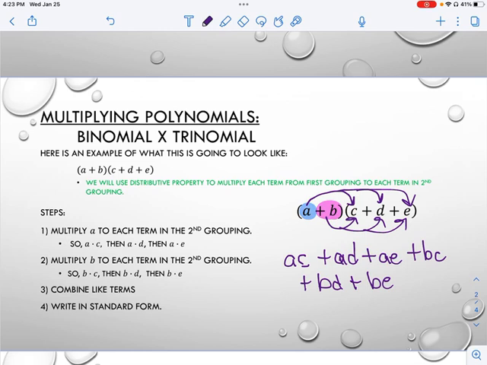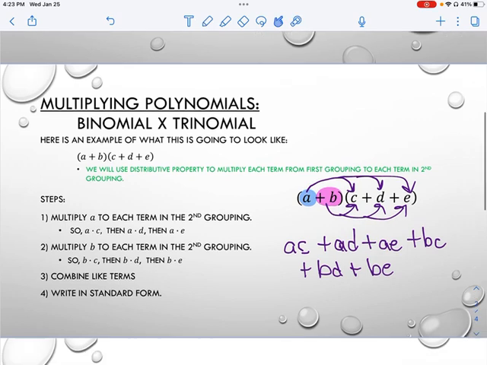And that is the process to multiplying a binomial to a trinomial, a binomial to a polynomial. It doesn't matter what else we give you now at this point. Just remember you're using distributive property over and over and over again until everything is multiplied by everything.